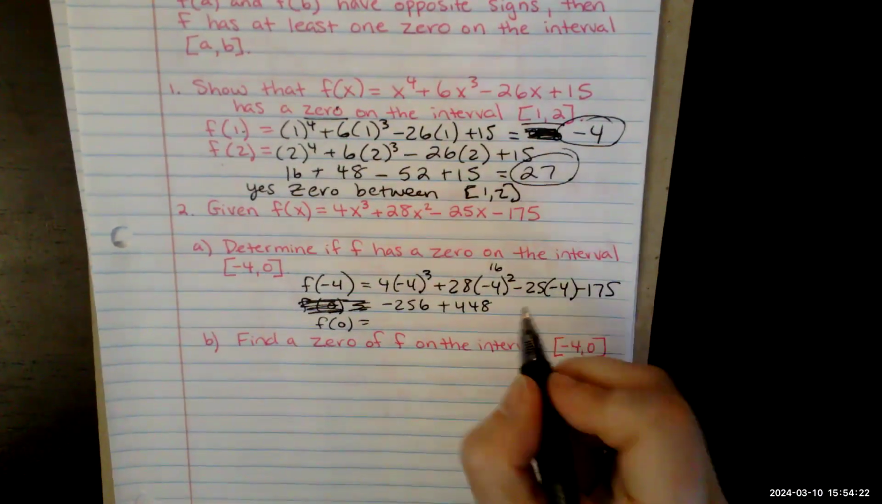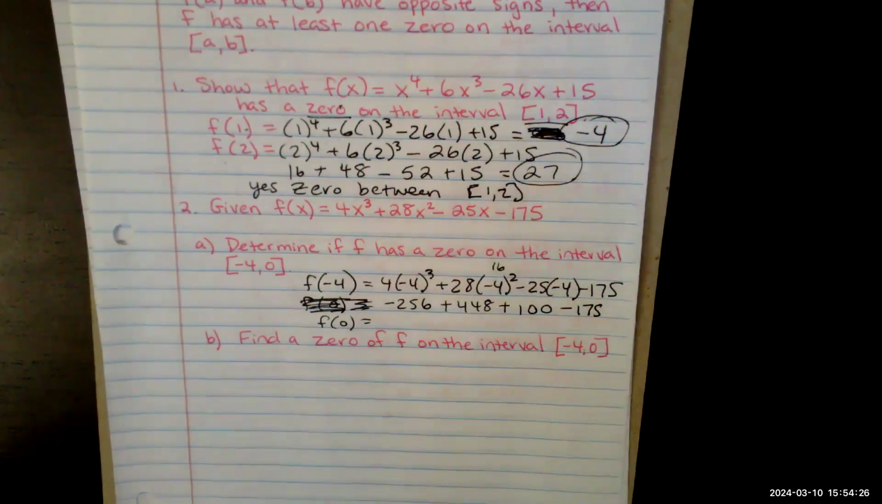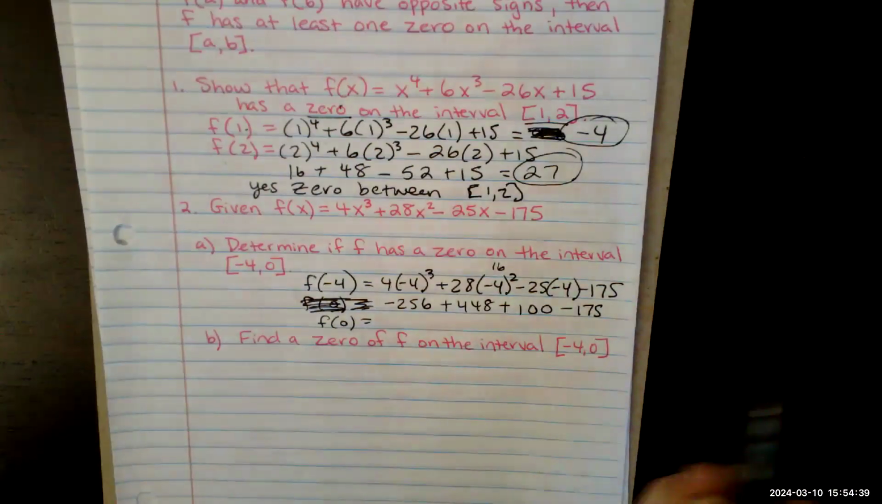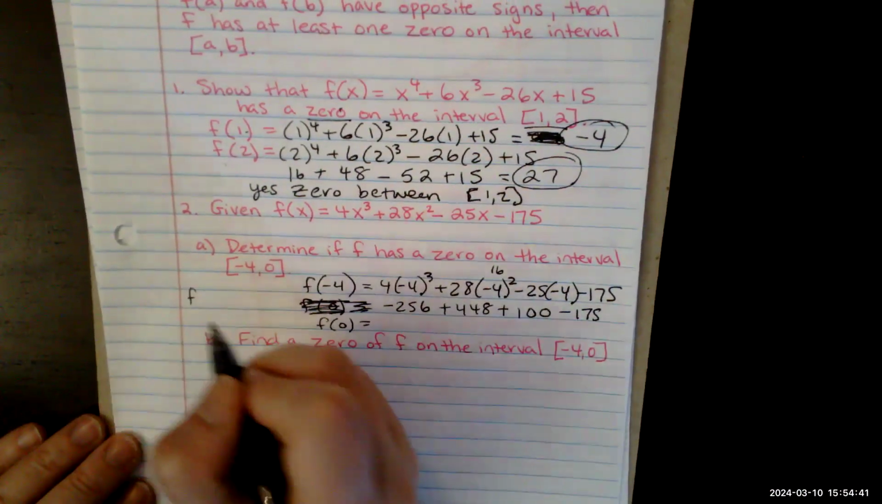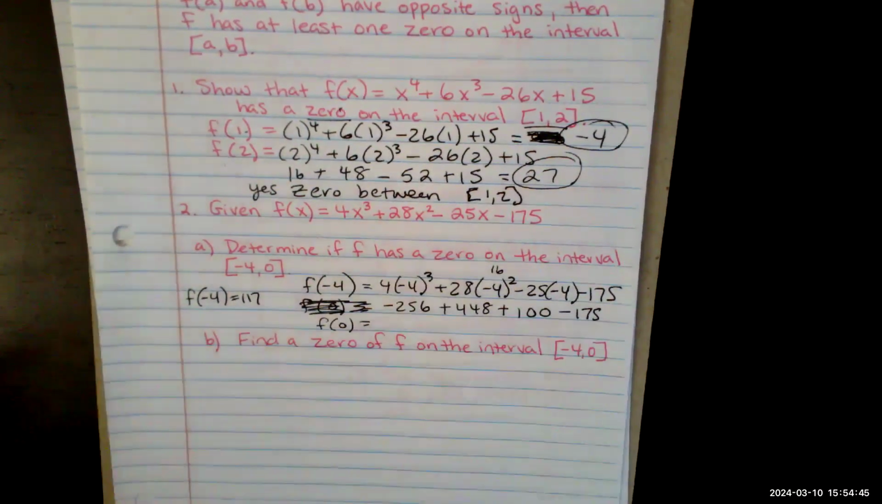A negative times a negative is going to be positive 100 and then minus 175. So -256 plus 448 plus 100 minus 175. I get positive 115. I mean, sorry, 117. Okay, that tells me nothing yet. I need to see now what happens with f of 0.